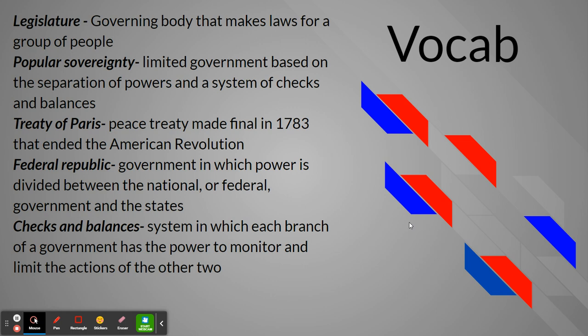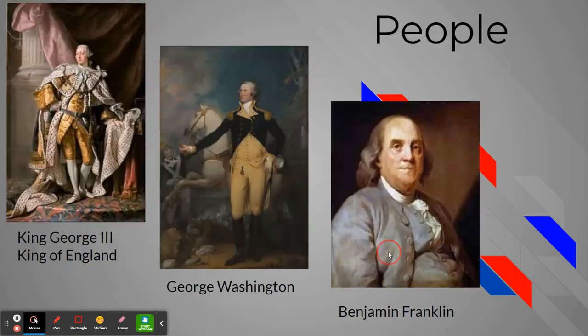A federal republic is where government powers are split between different levels. I can go over this a little more later because it can be a little bit confusing. And then checks and balances, you should know from reading about Montesquieu. This is the idea where the different branches of government, the executive, the legislative, and the judicial, can all stop each other to limit the power of one branch getting too powerful.